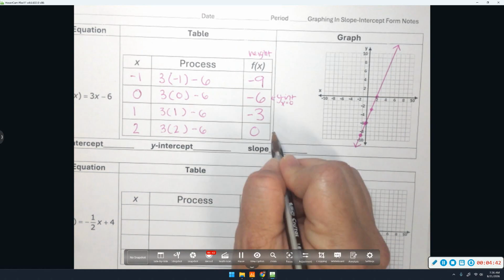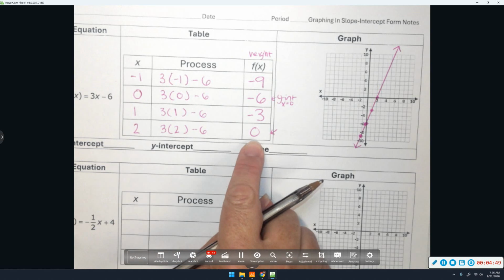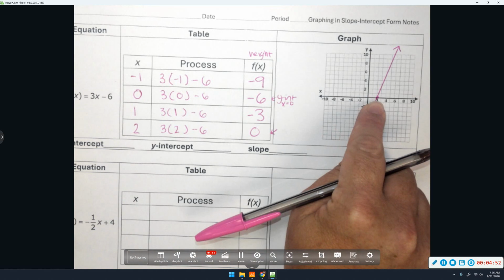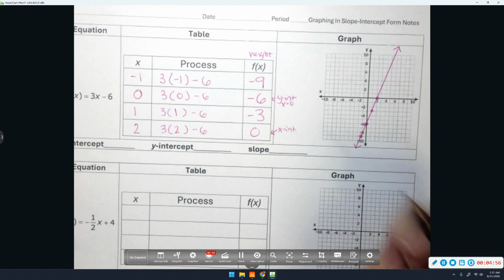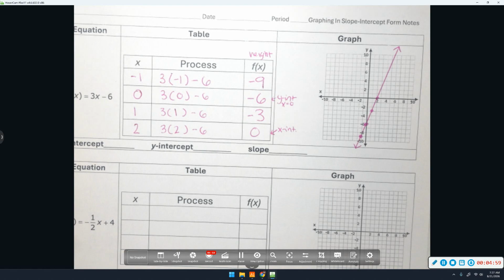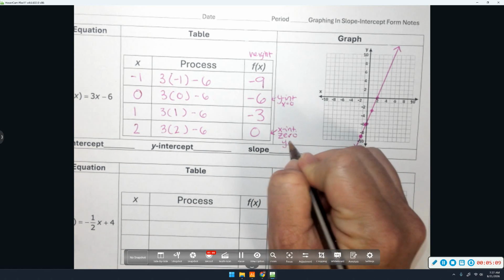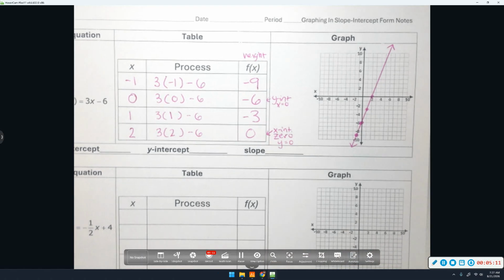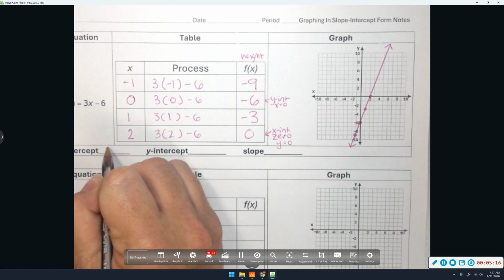And what is this point? What do we call this point where y is 0? It's our x-intercept. What's the new vocabulary word we just learned? It starts with Z. 0, it's our 0, and I know that because y equals 0. So my x-intercept is 2.